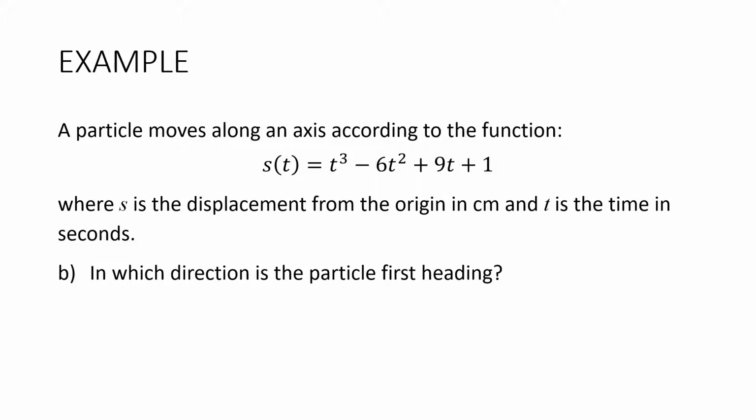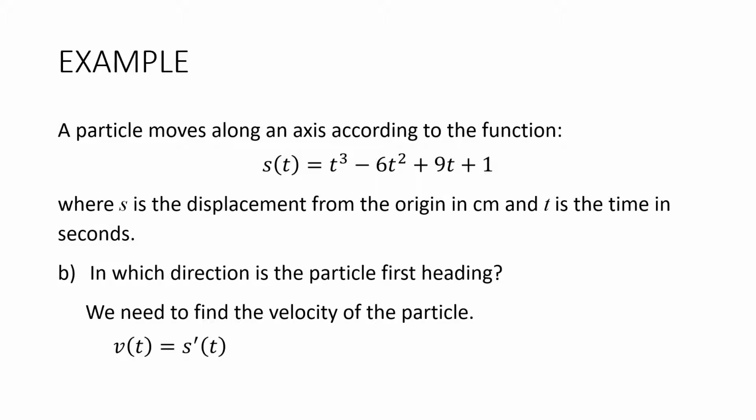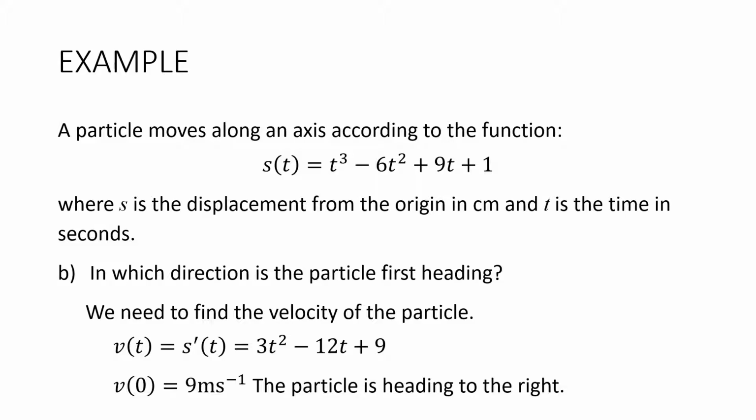B. In which direction is the particle first heading? So for that we need to know the velocity. If the velocity is positive, it's going to the right. If the velocity is negative, it's going to the left. Here's our velocity. It is the first derivative, so we've just got to differentiate. It's 3t squared minus 12t plus 9. And first heading means t equals 0. So put 0 in, 0 in. It means that the velocity at time 0 is 9 meters per second, and that means it's heading to the right.